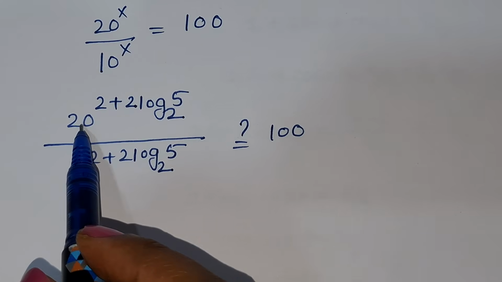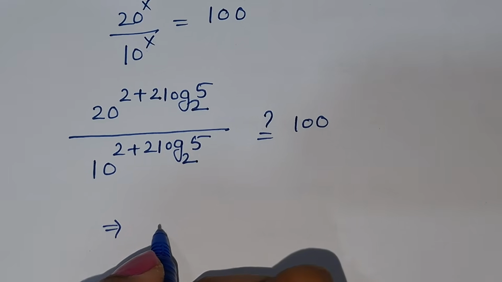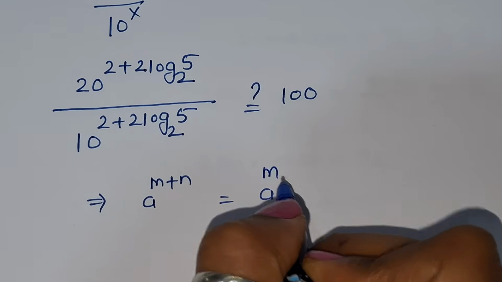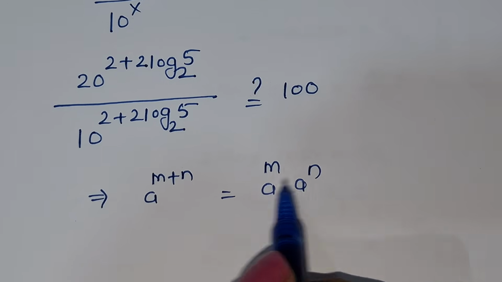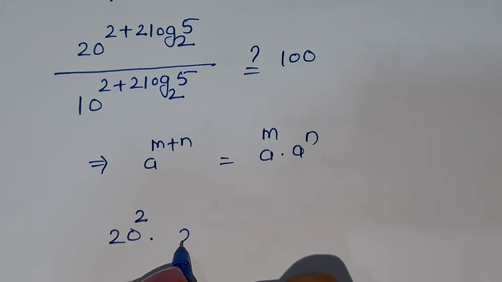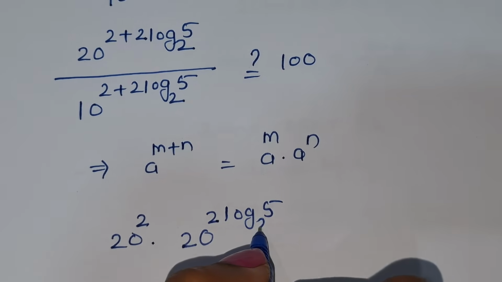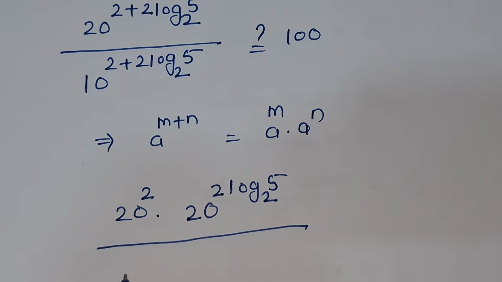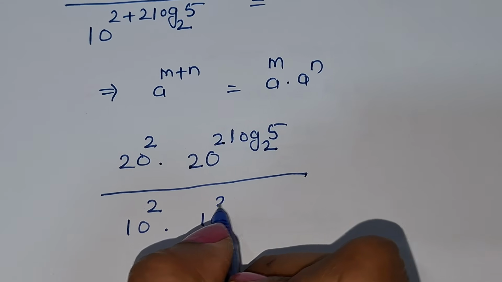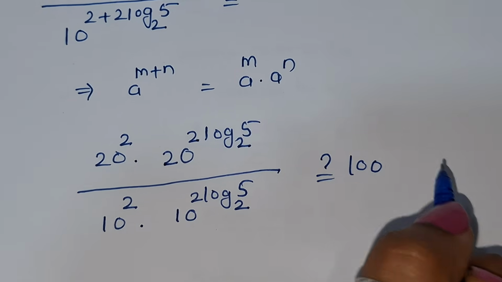Again we are using the same formula, that is if a power m plus n is given, you can write it as a power m times a power n. This is the formula. So using this formula we can write 20 power 2 times 20 power 2 log of 5 to the base 2, divided by 10 power 2 times, same formula, 10 power 2 log of 5 to the base 2, question mark 100, right?